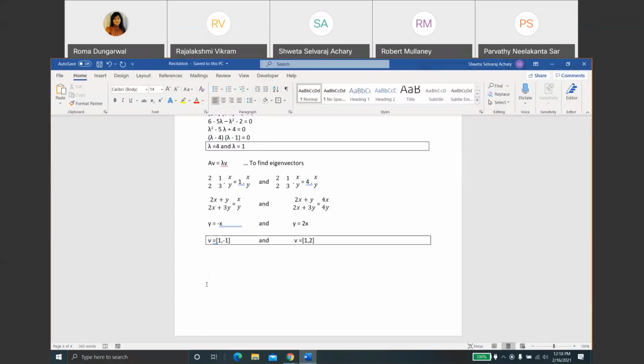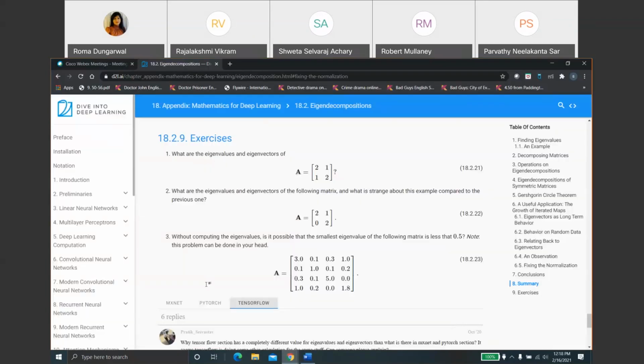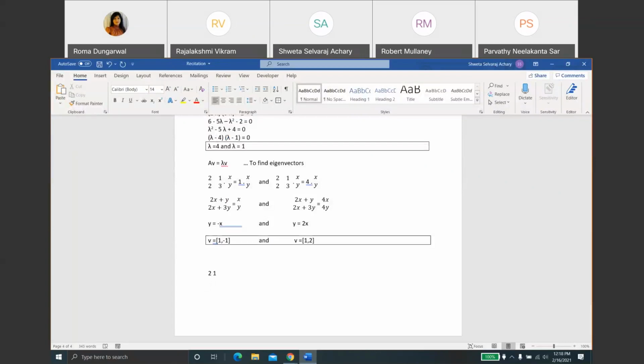So basically our matrix is 2, 1, 1, 2. What we need to do is take the determinant of this matrix A minus lambda times I. So what will lambda do? Lambda times I.